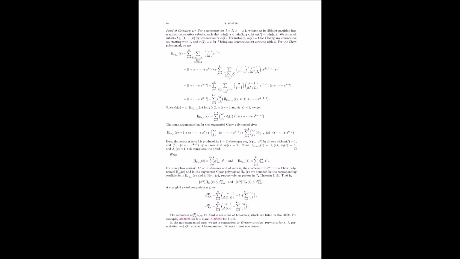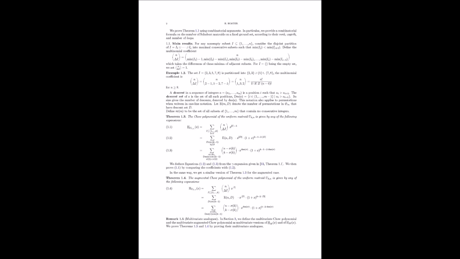The augmented Chow polynomial of U sub n1 sub is directly related to the Eulerian polynomial, another important polynomial in combinatorics that counts permutations based on their number of descents. In fact, the augmented Chow polynomial of U sub n1 sub is precisely the Eulerian polynomial of order n. So by looking at these special cases, we're uncovering hidden connections between seemingly unrelated concepts. It's like different parts of the mathematical landscape are intertwined in unexpected ways.